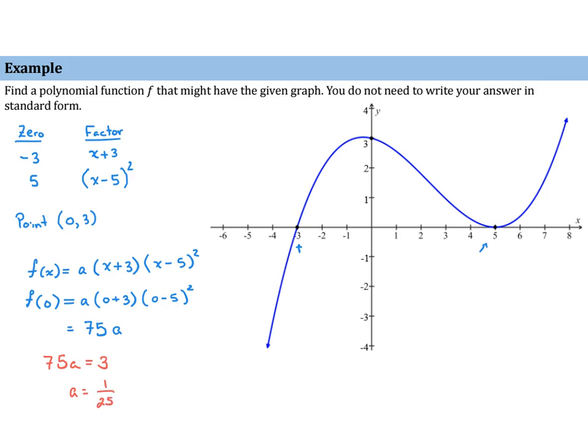So this means that a equals 1/25. So therefore, f of x equals 1/25 times x plus 3 times x minus 5 quantity squared.